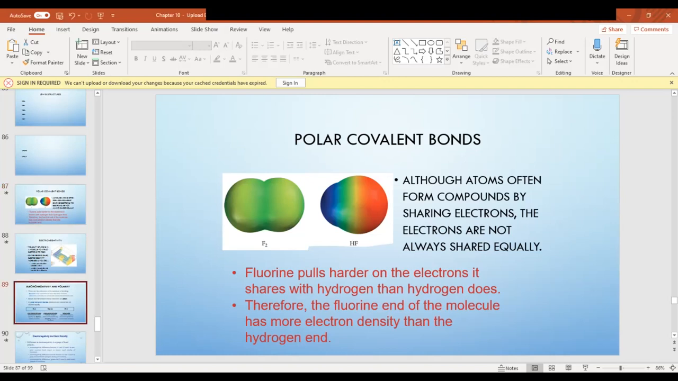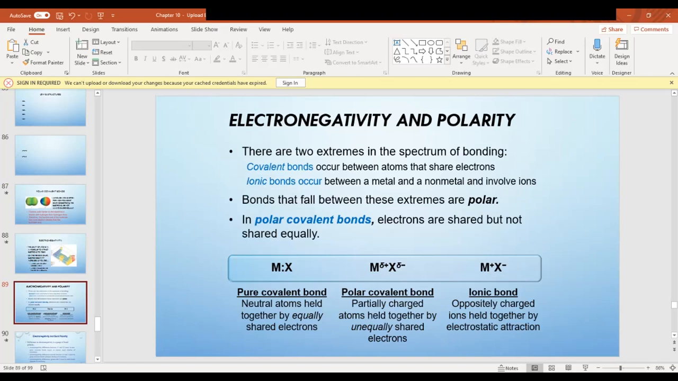It can be marked in a couple of ways. One of which is you can mark it with a lowercase delta. If you put a lowercase delta with a positive or negative, that indicates that this atom is more electronegative and has a slight negative charge to it. Now, if I have an ionic bond, basically the X has stolen the electron completely. If I have a pure covalent bond, these are sharing the electrons equally, so there's no charge.